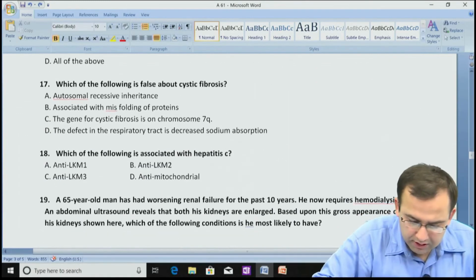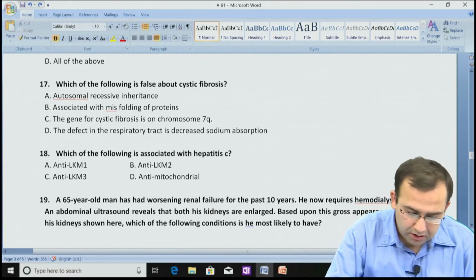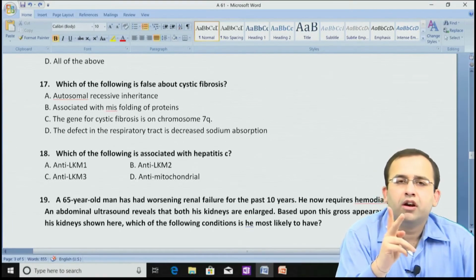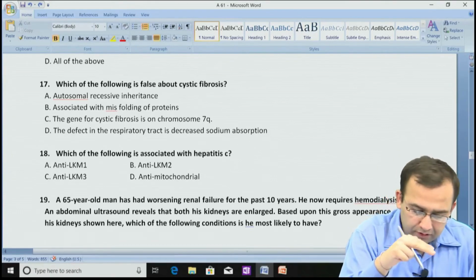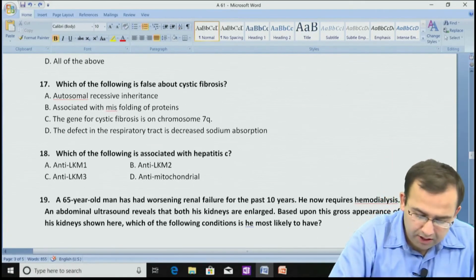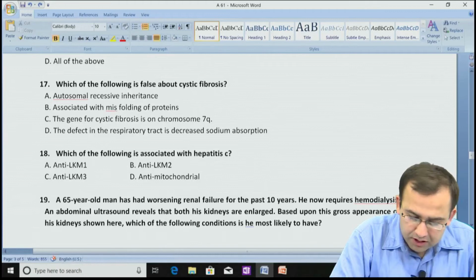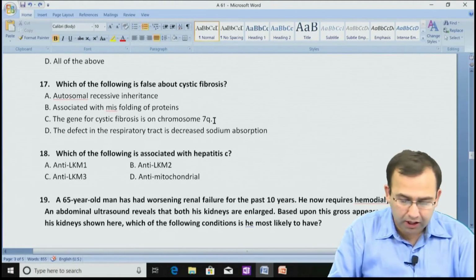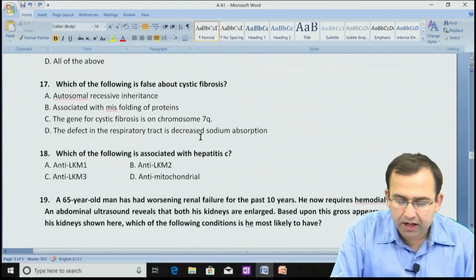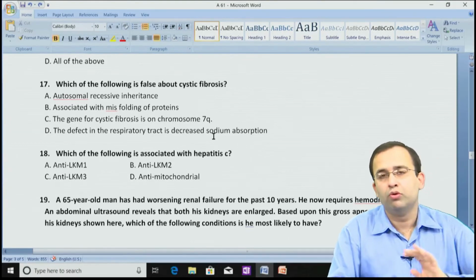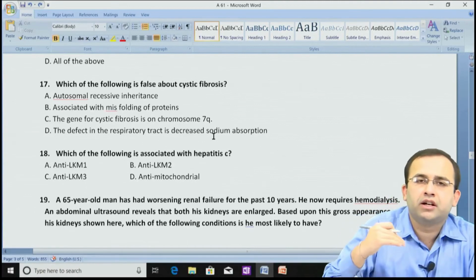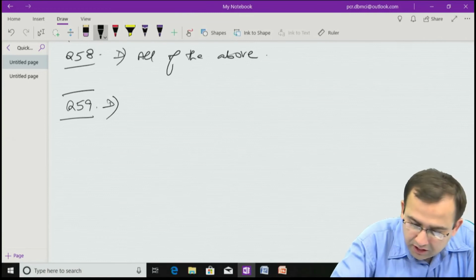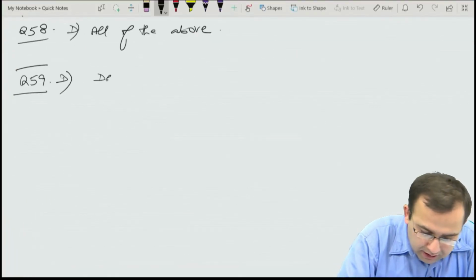Which is false about cystic fibrosis? It is autosomal recessive. Which chromosome? Chromosome 7, so option 1 is okay. Associated with misfolding of proteins and the gene is 7q. That's okay. Now, defect in the respiratory tract is decreased sodium? No, the defect in the respiratory tract is increased sodium absorption. Question 59, the answer is D.